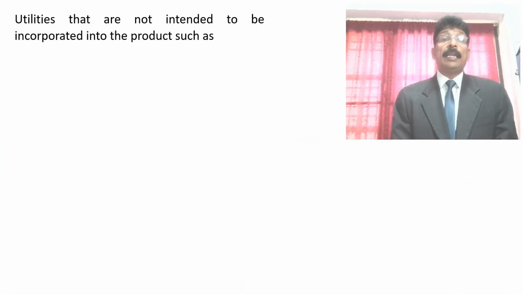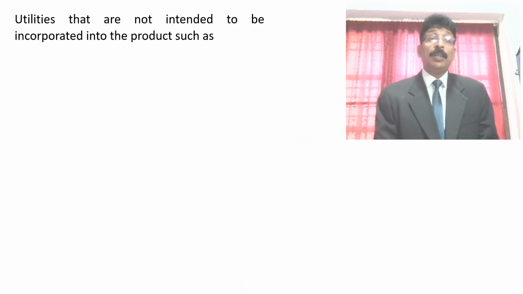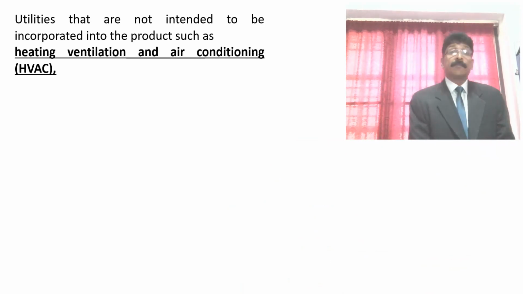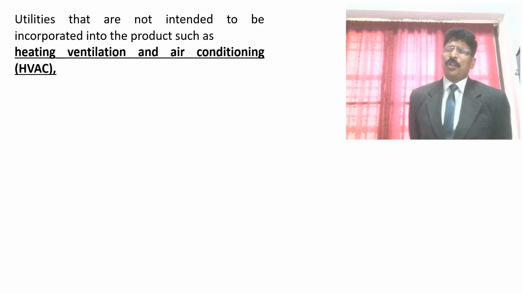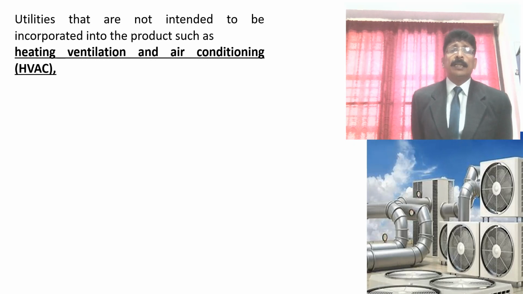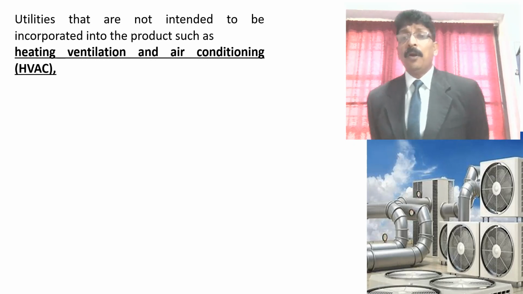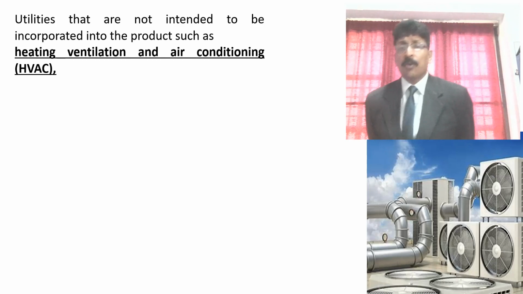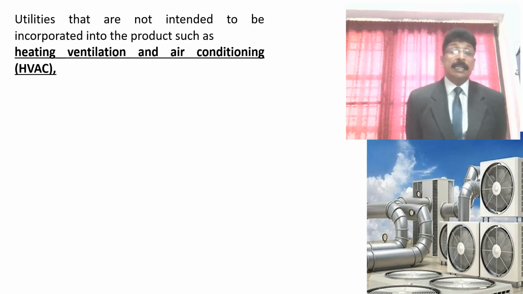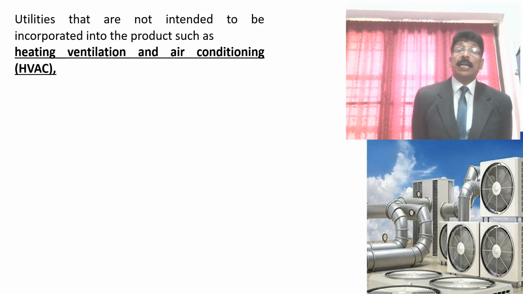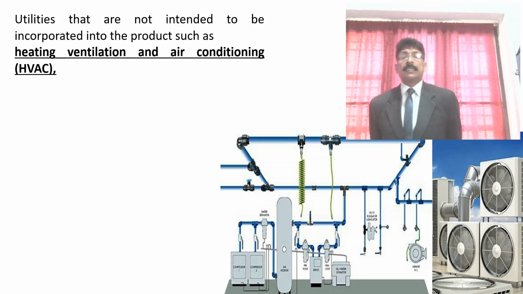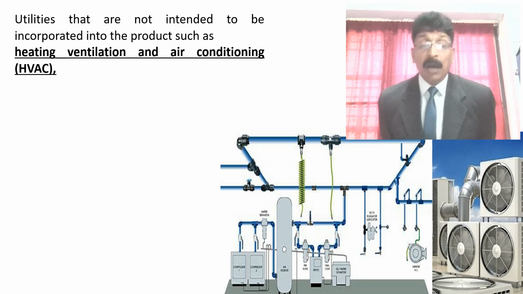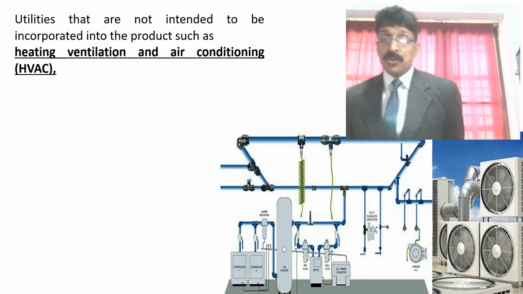So utilities that are not intended to be incorporated in the product, not only equipment, there are some other utilities also, like energy producing systems and air conditioning, or heating, ventilation and air conditioning. These also you have to maintain, and you have to check their quality and environment. That is HVAC, heating, ventilation and air conditioning. The air conditioning system is an energy system which can be seen in every industry. So these also have to be maintained to have quality assurance in your finished product.